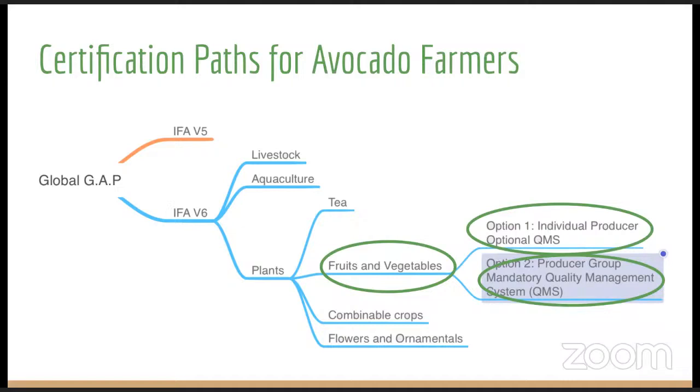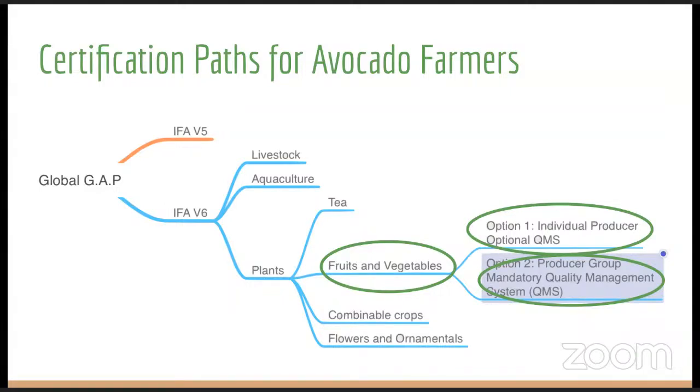Global Gap covers more than, I know we care about avocados, but it covers essentially everything that comes from a farm that's going to end up on a consumer's plate. So they'll cover livestock, aquaculture, plants, and within plants, they have tea, they have fruits and vegetables where we are. They have combinable crops, they have flowers, and other things there. I didn't include everything here just to not make the picture too big.